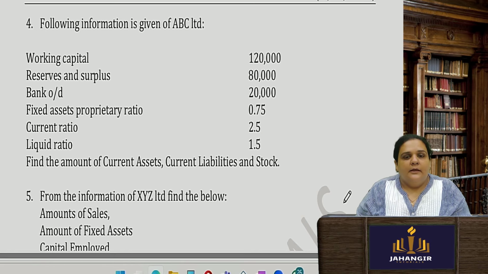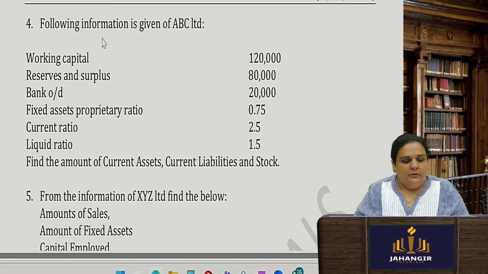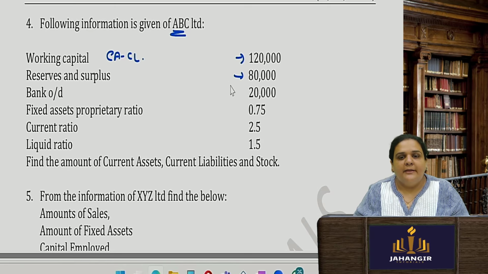Okay. Now next, question number 4. I'll not waste much time. We have a lot of questions to be solved. Question number 4. From the given information of ABC, they have told me working capital 1,20,000. Working capital means current assets minus current liability. Reserves and surplus is 80. Bank OD is 20. Fixed assets to the proprietary ratio is 0.75. Current ratio 2.5, liquid ratio. Now they have given me the ratio. So what do they want from me? They want the assets, liabilities and stock.